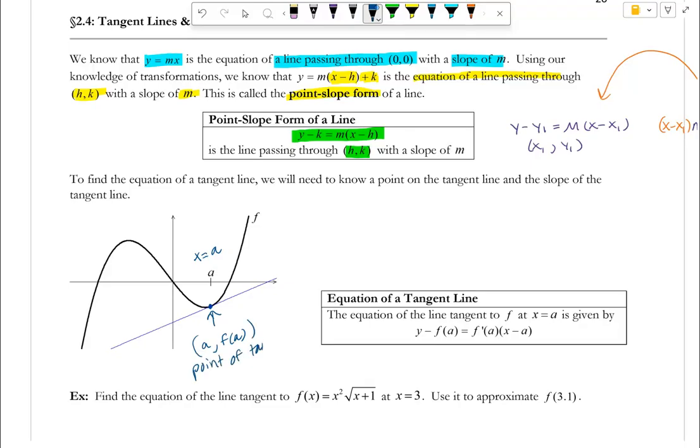We call this the point of tangency. Point of tangency. So the point of tangency is the point at which our tangent line locally intersects our curve in just one place. Well, one place locally.